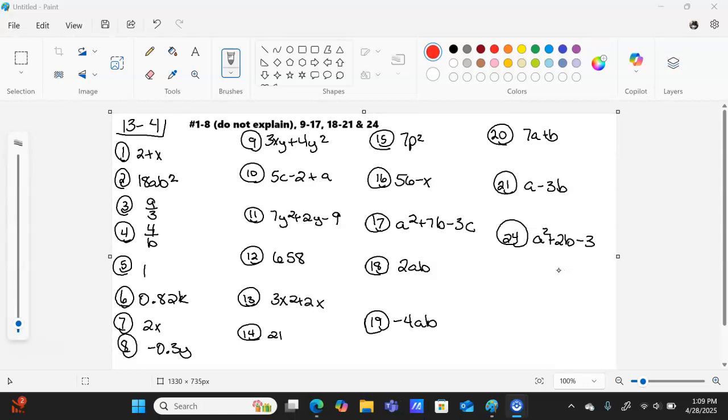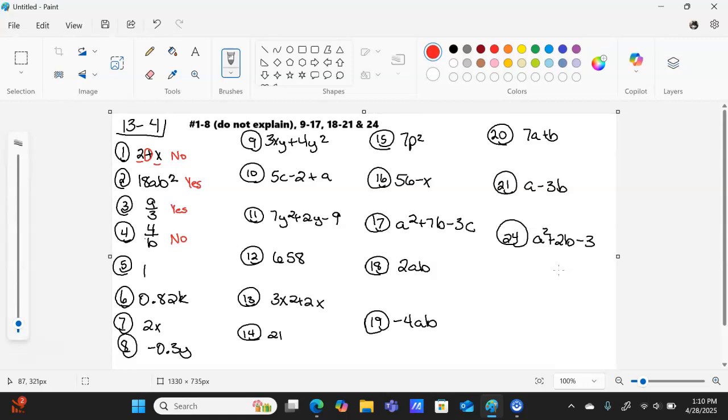This is the homework check for 3-4. In 1 through 8, you had to tell whether or not it was a monomial. This one is not because it has two terms, so no. Number 2 is. Number 3 is because even though it's a fraction, it's just a number in the denominator.